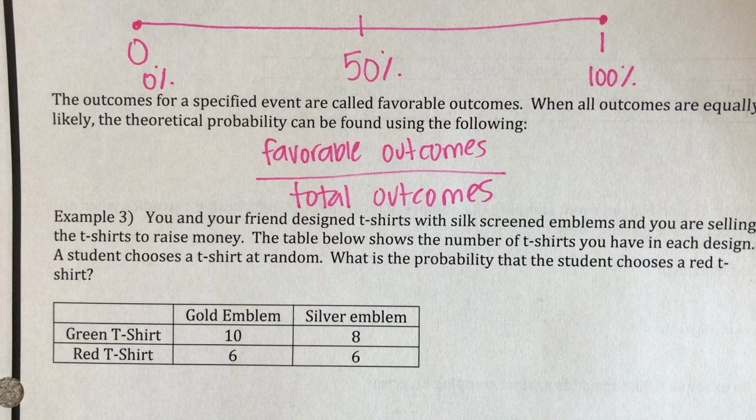Okay, so for example, you and your friend designed t-shirts with silk-screened emblems, and you are selling the t-shirts to raise money. The table below shows the number of t-shirts you have in each design. Okay, so we have 10 red or green with gold, 8 green with silver, 6 red with gold, and 6 red with silver. So a student chooses a t-shirt at random. What is the probability that they choose a red t-shirt?